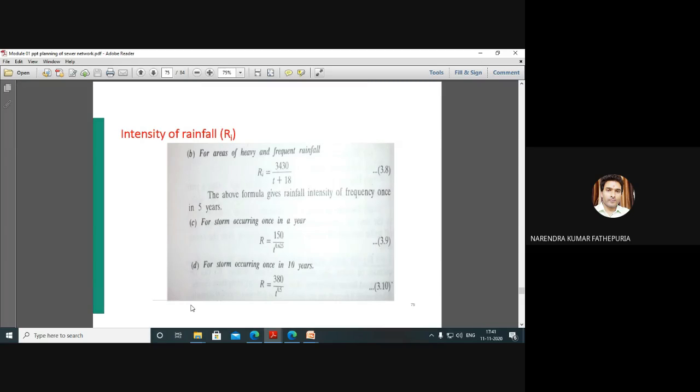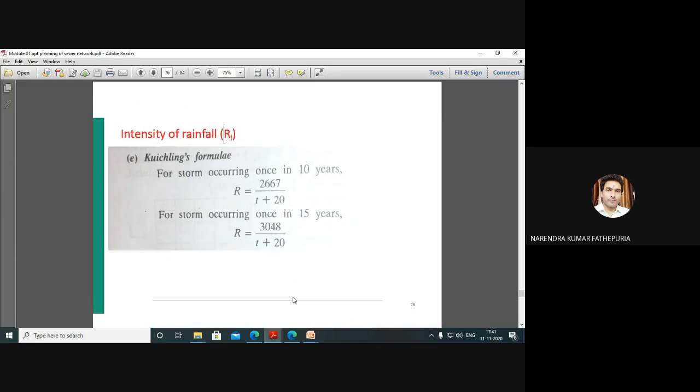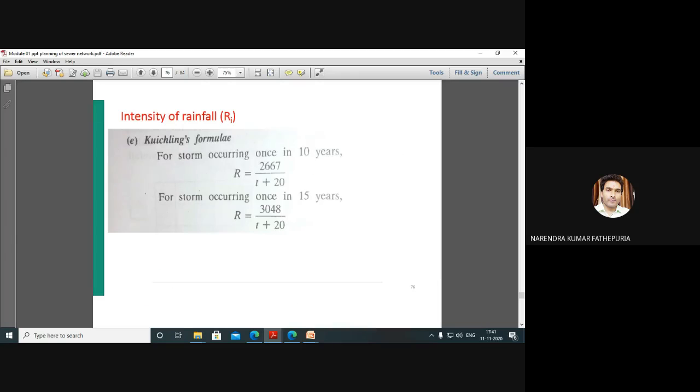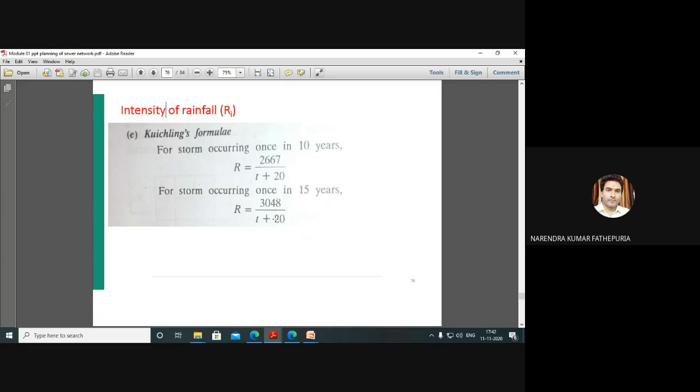Here is another formula for heavy and frequent rainfall. The Ri value you have to determine. If the storm occurs once in a year, then this formula you have to use. If a storm occurs once in 10 years, then this formula you have to use. These are the various empirical formulas. Kuchling formula is very common for the rainfall intensity. So a storm occurring once in 10 years, then this formula you can use. The storm occurring once in 15 years, this formula you can use.